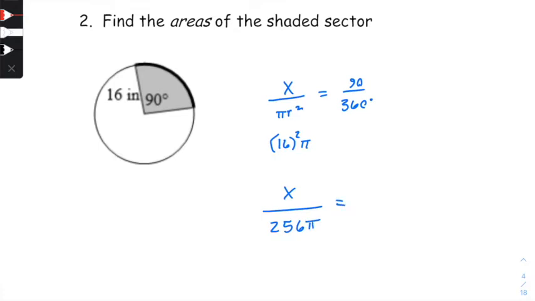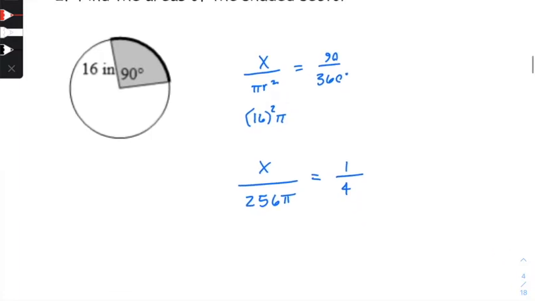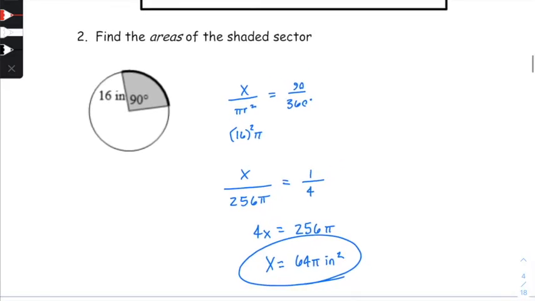The 90 over 360 you can reduce if you want. It would reduce to 1/4. You do not need to do that though. It'll work just fine if you cross multiply and divide right away. But that'll get you 4x equals 256 pi. And then we can divide 256 by 4. I'm not going to use the pi button in the calculator. I'll just leave it in terms of pi. So that'd be 64 pi. And then that would be in inches squared, since you're dealing with a square unit.